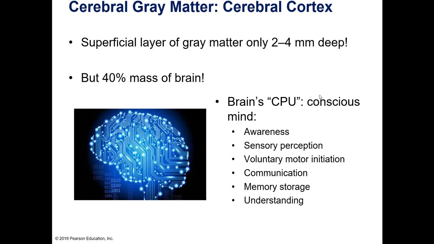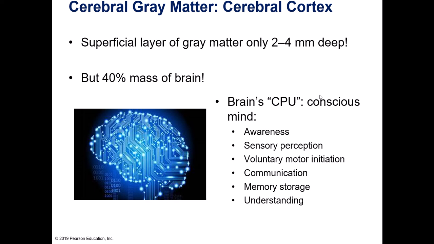So we'll talk about the cerebral cortex in a little bit more detail in the class. But the cerebral cortex is part of the cerebral gray matter. And it's really a tiny bit of the brain in terms of depth, because it's really only about 3 meters deep in your brain. But 40% of the mass of the brain is in the cerebral cortex because it's got all of the cell bodies of these neurons for most of our brain.